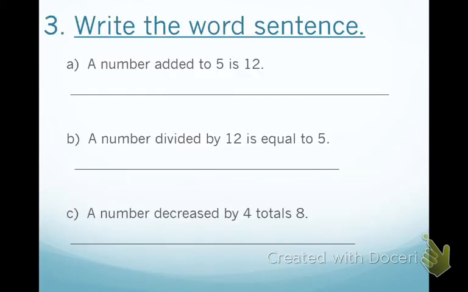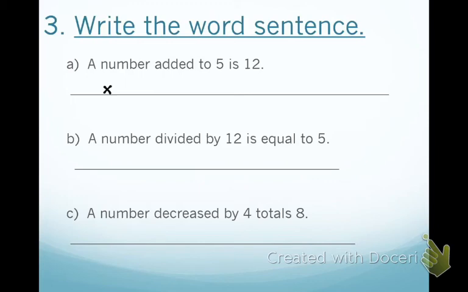Okay, so now we're going to use some of those things that we just talked about to help us write a word sentence. Anytime that we said you see the words a number, what does that stand for? What did you write in that fluffy cloud? It stands for a variable. So the variable we like to use the most is probably an x. So everybody write an x.